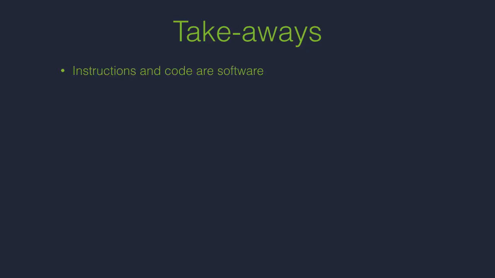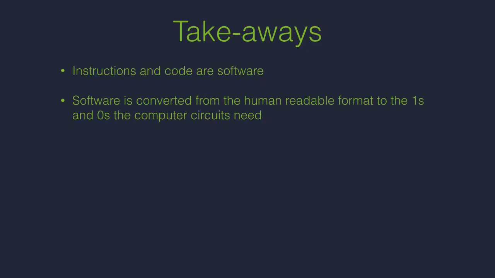So let's do our takeaways here. What are our takeaways? Instructions and code are software. That's what we work in. Software is converted from the human readable format to the ones and zeros that the computer circuits need. Okay. So think about that. Human readable format. We sit there and we define what a variable is, what a function is, what a class is.